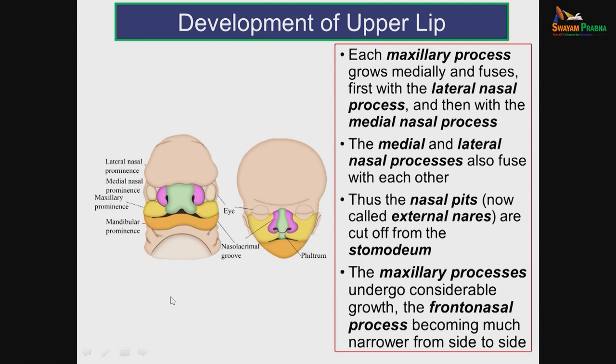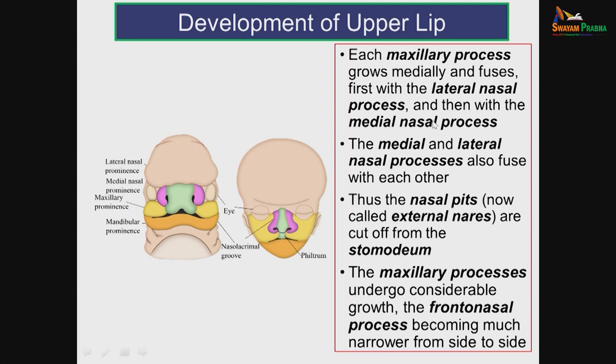Having learnt about the various processes and the two placodes, we will further proceed into the development of face. We will first look at the development of upper lip. At this stage, the maxillary process grows medially, and it is first going to fuse with the lateral nasal process and then it fuses with the medial nasal process. Next, both the medial and lateral nasal process fuse and cut off the nasal pit from the stomatodium. So the nasal pits are now going to be called external nares, cut off from the stomatodium, that is the future mouth.